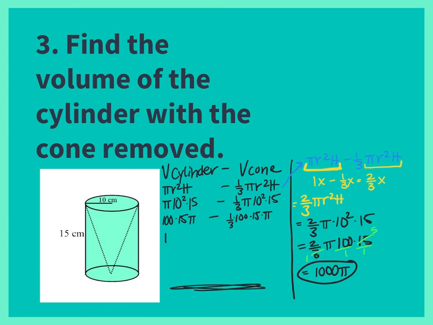100 times 15 is 1,500 pi minus, I'm going to do a little simplifying over here. 100 over 1, 15 over 1. 15 and 3, I can simplify by dividing by 3. Now I have 1 times 5, which is 500 pi. 1,500 minus 500 is 1,000 pi. And notice, either way, we get the same answer.